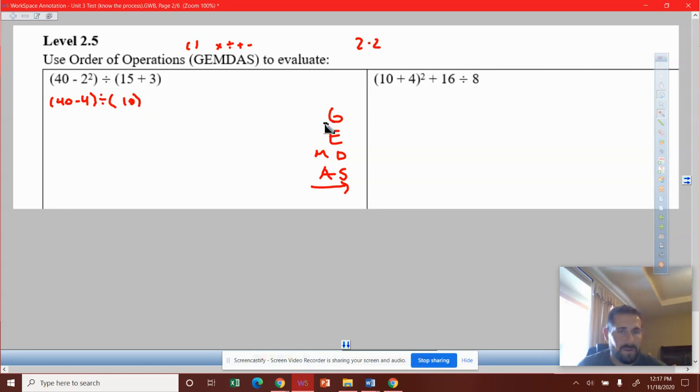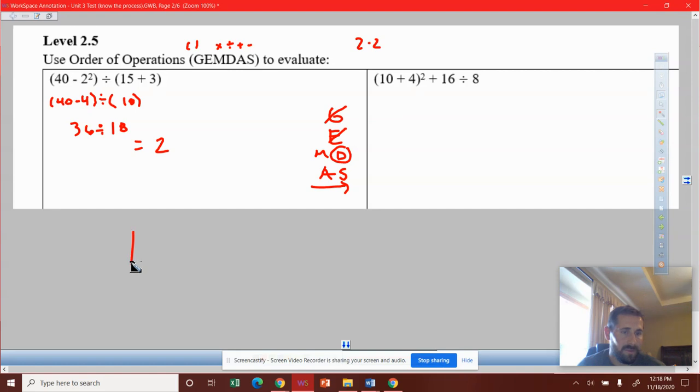So continue with grouping symbols. We still have them. So 40 minus 4 is 36. I can bring down the division. These parentheses aren't doing anything more, so I can bring down the 18. So my grouping symbols are done. I have no more exponents. All I have is division, so there's not really anything to think about. It's just 36 divided by 18, and that equals 2.